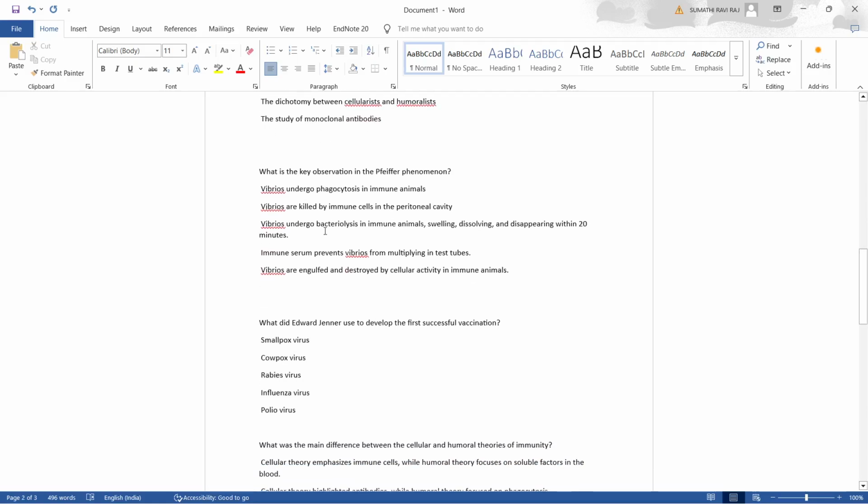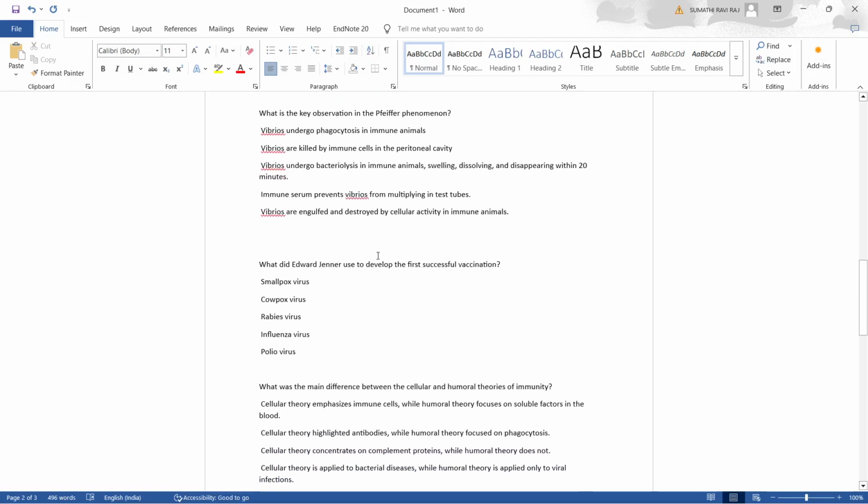And next is, what is the key observation in the Pfeiffer phenomena? So whether it was Vibrio undergoing phagocytosis in immune animals, or Vibrios being killed by immune cells in the peritoneal cavity, or Vibrios undergoing bacteriolysis in immune animals, swelling, dissolving, and disappearing within 20 minutes, or immune serum preventing Vibrios from multiplying in test tubes, or Vibrios being engulfed and destroyed by cellular activity in immune animals. We discussed the key observations of the Pfeiffer phenomenon. So you can choose the correct answer here.